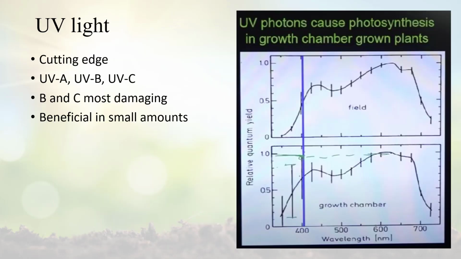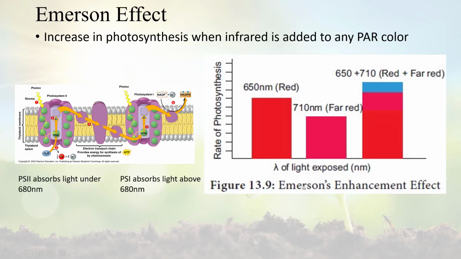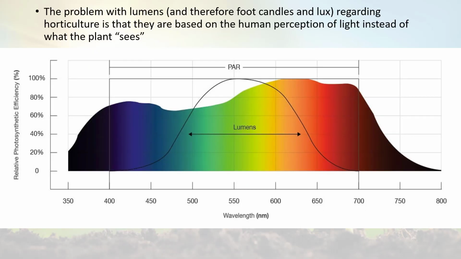The last thing I want to talk about is UV light. This is kind of the cutting edge. If we look at our PAR graph here, we kind of considered 400 to 700 traditionally, and now 750. Actually, that's not the PAR graph. If I can go back real quick, it's a bunch of slides. Real quick to this PAR graph.